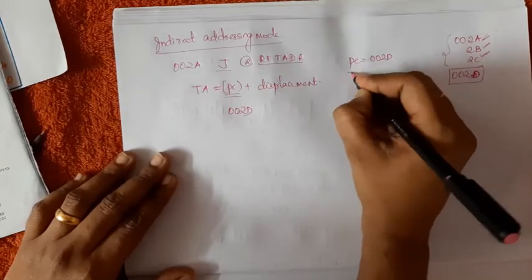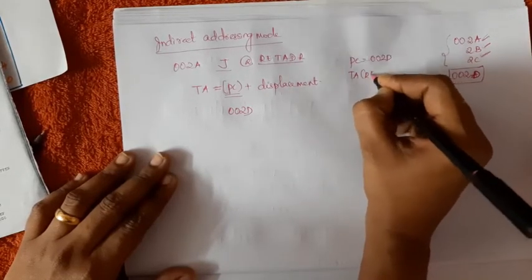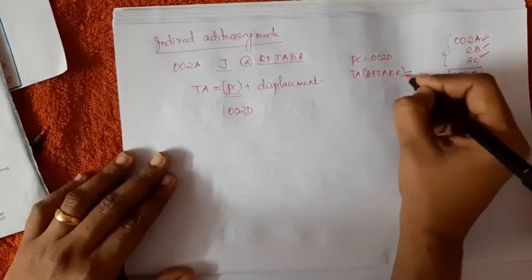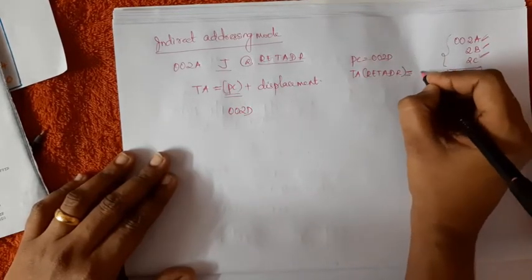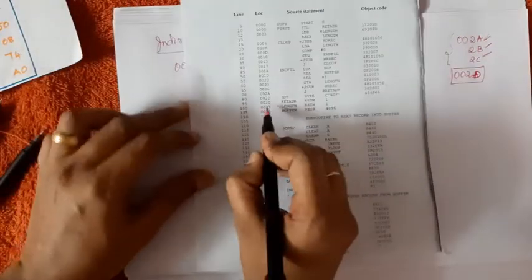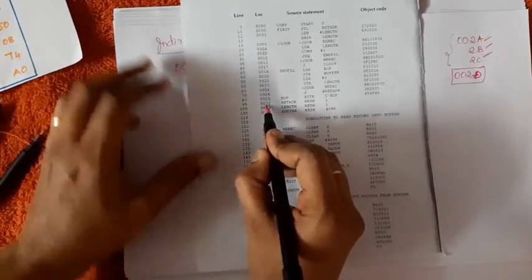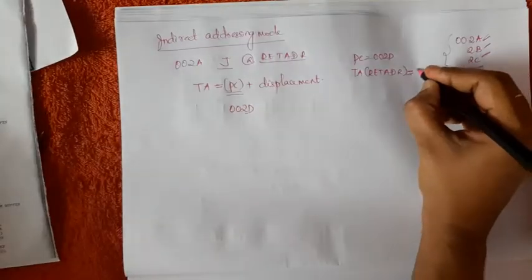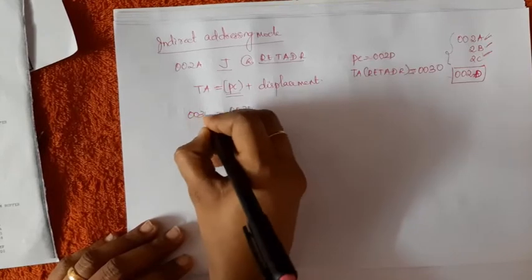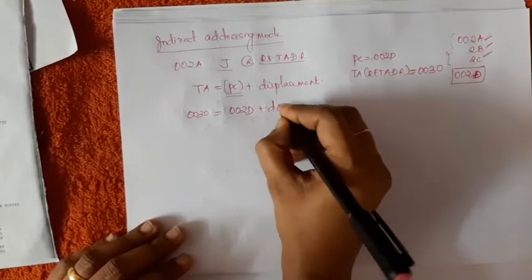Now the target address of RETADR would be, you have to find it, yes, it is here: RETADR is 0030. So we write 0030. Target address is 0030 plus displacement.